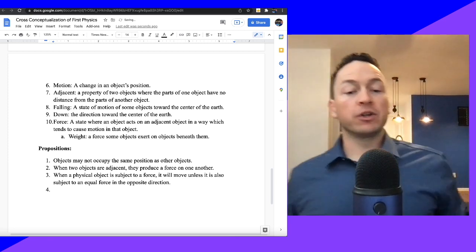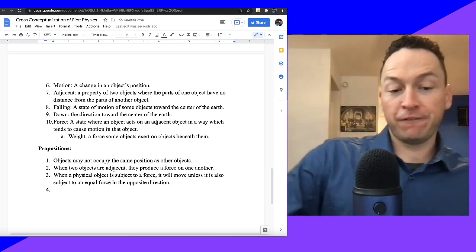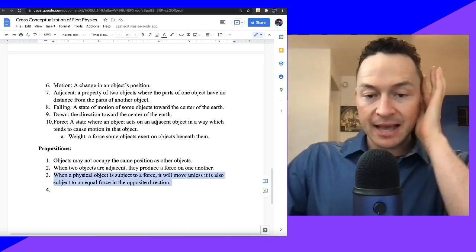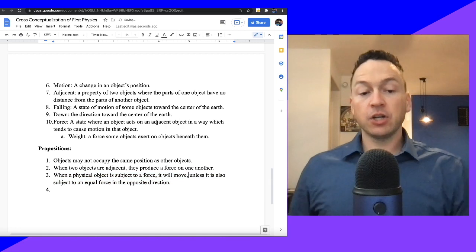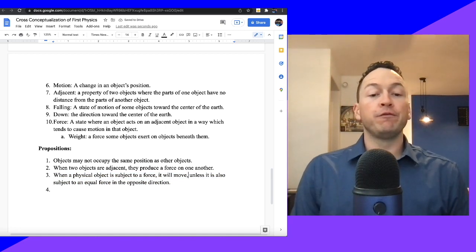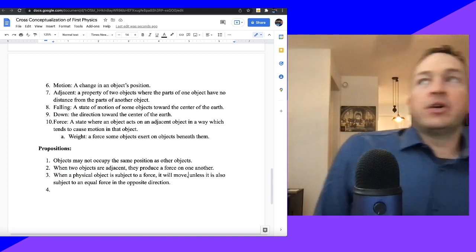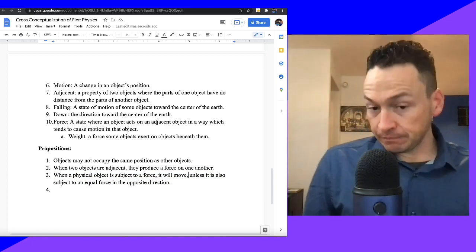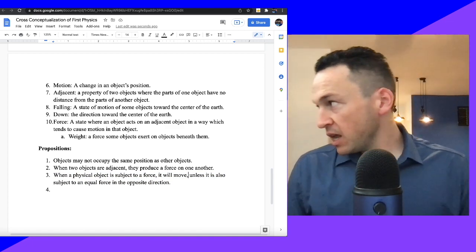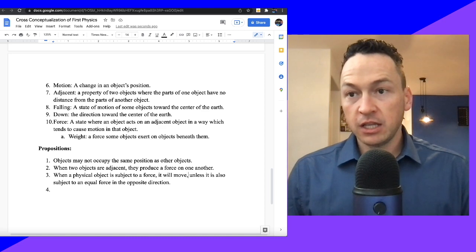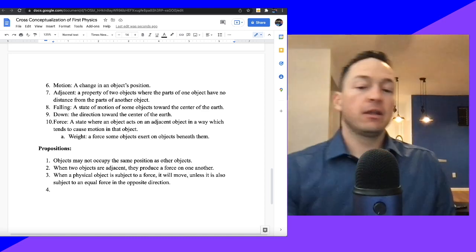An equal force, so look at this. When a physical object is subject to a force, it will move unless it is also subject to an equal force in the opposite direction. Okay. It will move unless it is also subject to an equal force in the opposite direction.